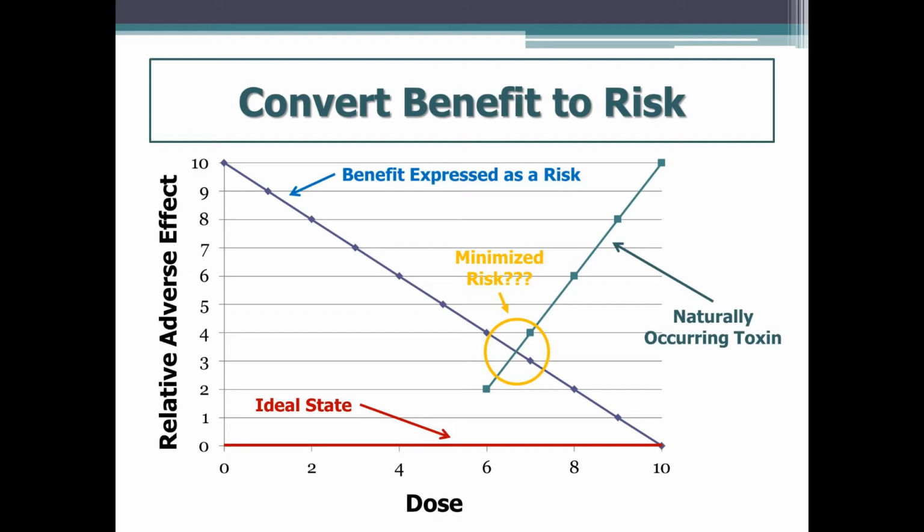The naturally occurring toxicant, its toxicity increases with concentration. You're defining an ideal state, and then you're trying to get as close as possible to that ideal state. With the two lines, you're intersecting them, and that's how you would approach a risk-risk trade-off when coming up with a decision.